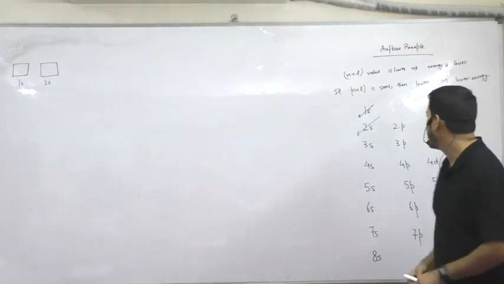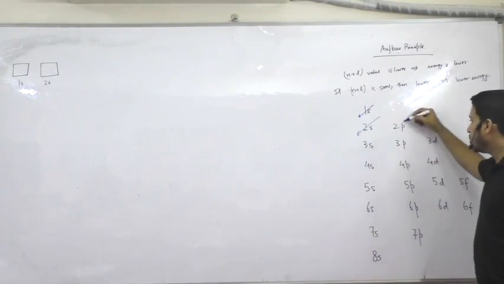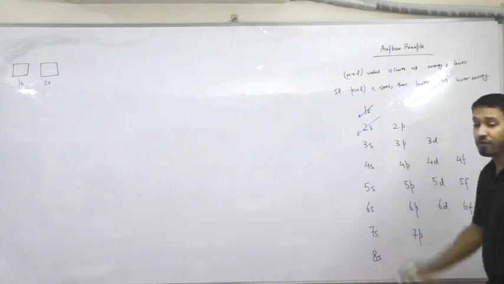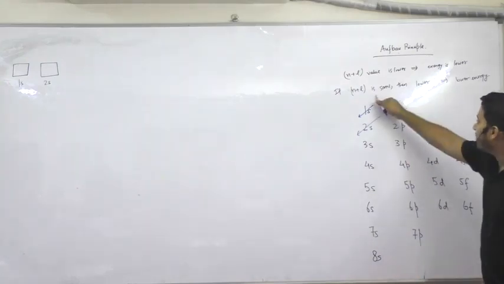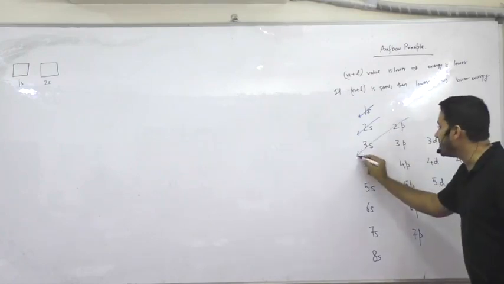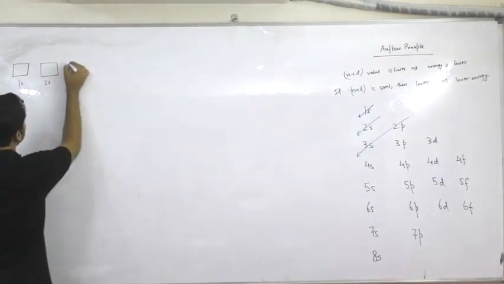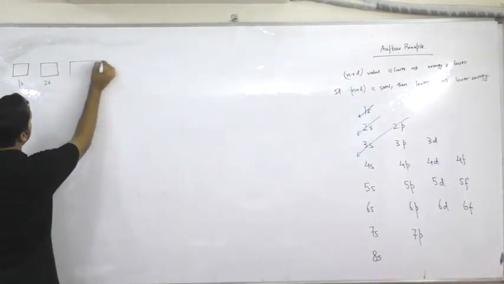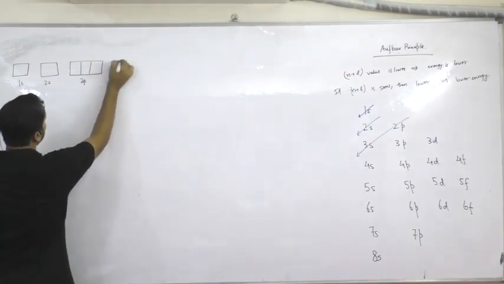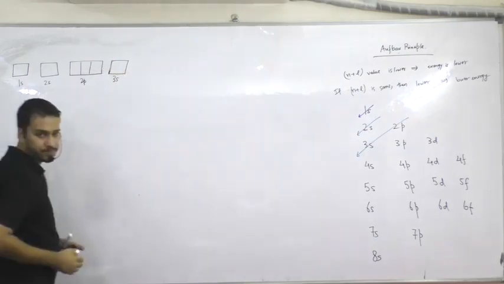After 2s, now look at these two. They have the same n plus l value. 2 plus 1 is 3. 3 plus 0 is also 3. But which will have lower energy? 2p. If n plus l is the same, then lower n means lower energy. So 2p has lower energy. After 2s, first I will fill 2p, and then I will fill 3s. Next in order of energy is 3s.